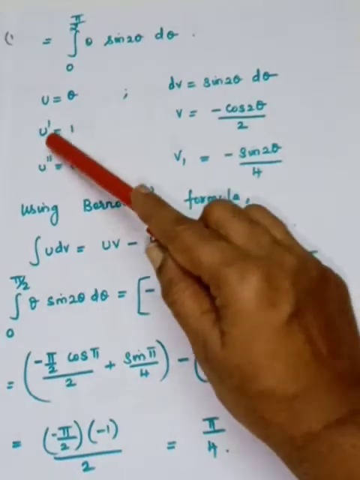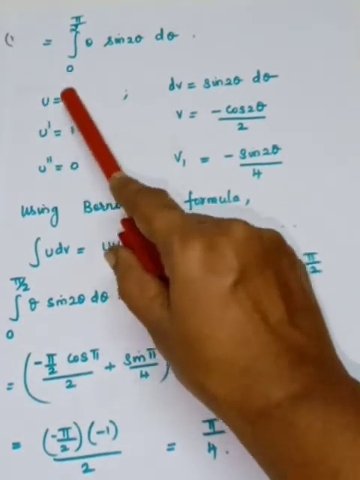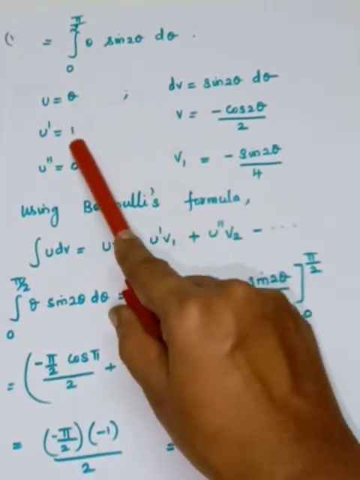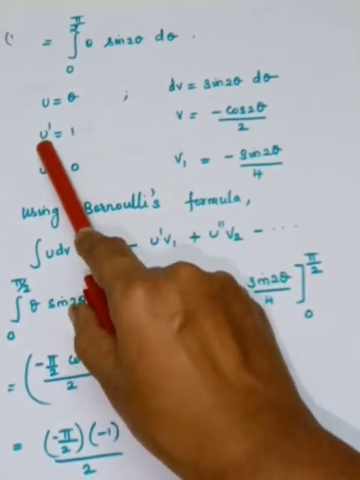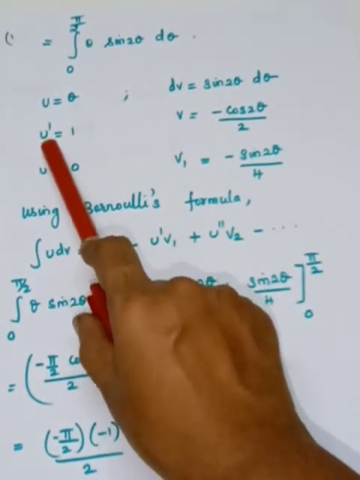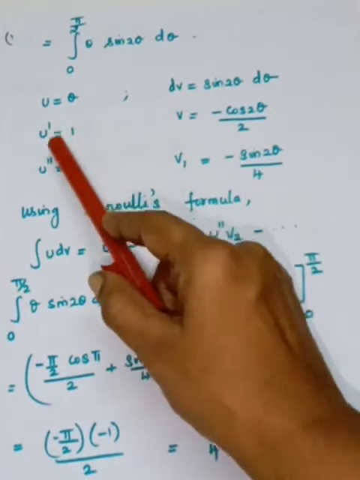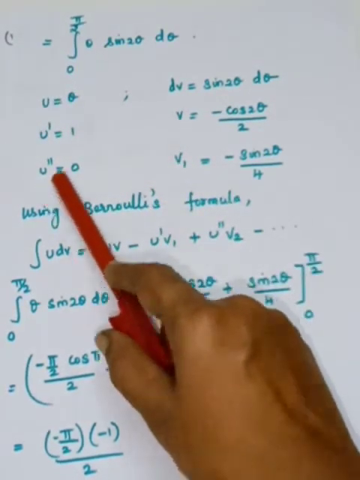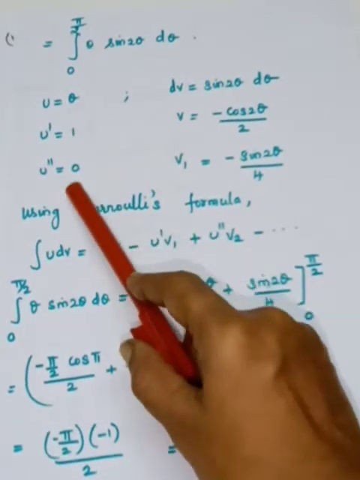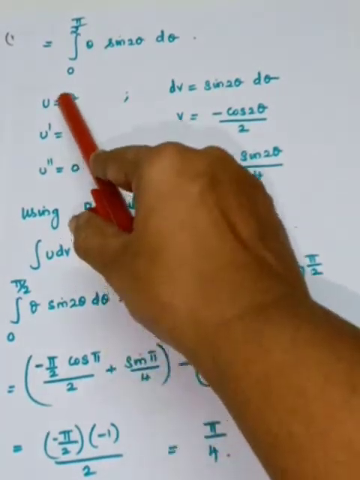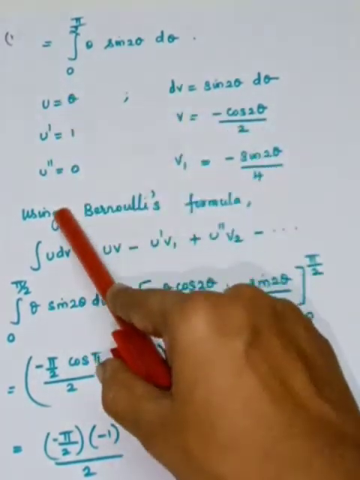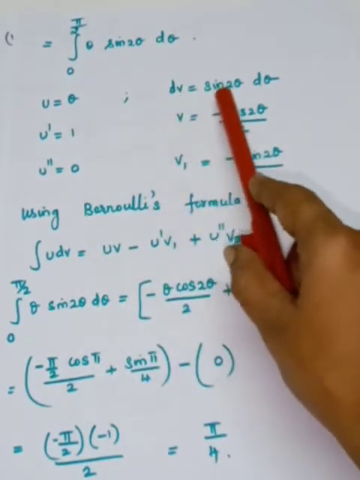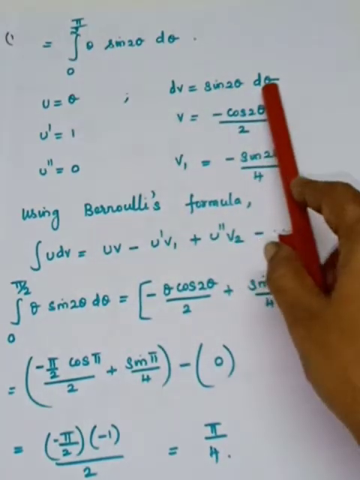So u dash means you have to differentiate u with respect to theta. So that is 1. That is du by d theta, that is denoted as u dash. So that is 1. So when you differentiate u dash with respect to theta, that is u double dash. The differentiation of the constant is 0. Here I have differentiated u. Here I have taken dv is equal to sin 2 theta into d theta.